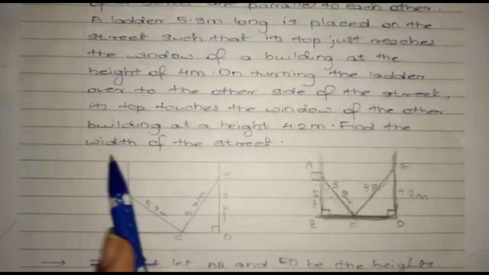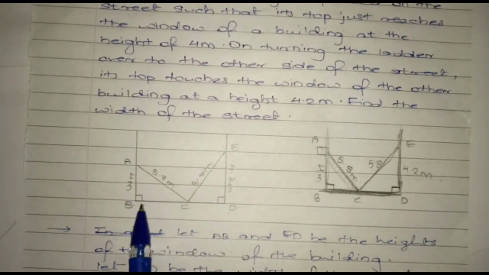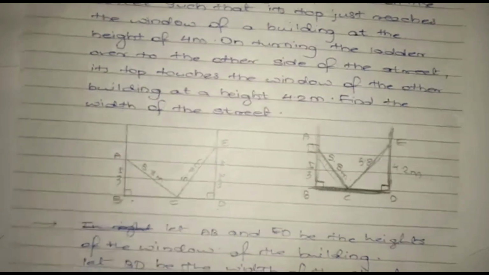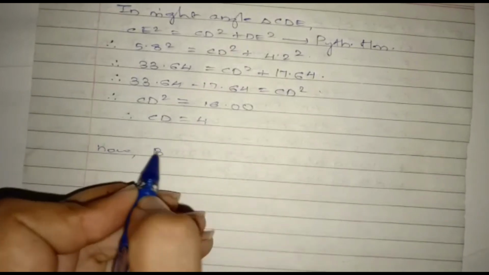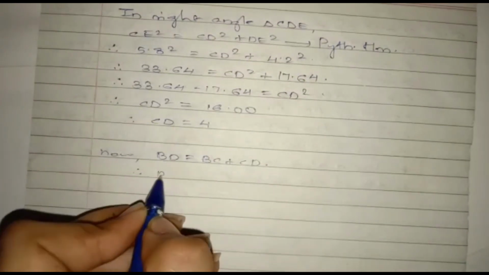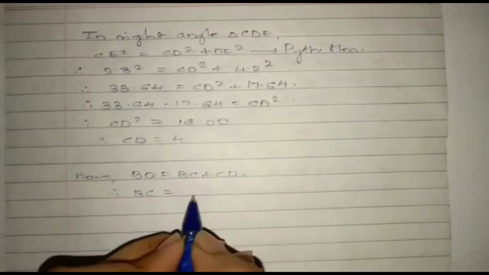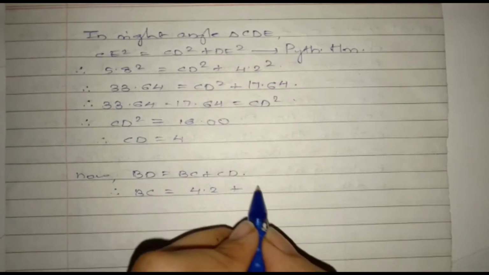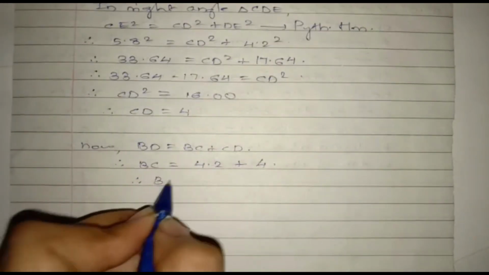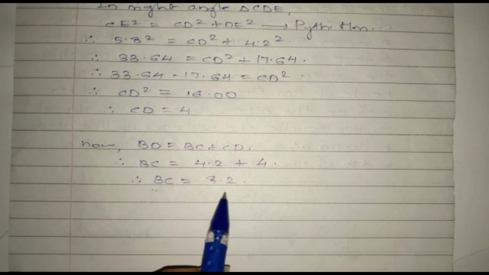Now we have to find the width of the street, that is BD. The width of the street is BD. Therefore BD is equal to BC plus CD. BC we got as 4.2, and CD is 4. Therefore BD is equal to 8.2.